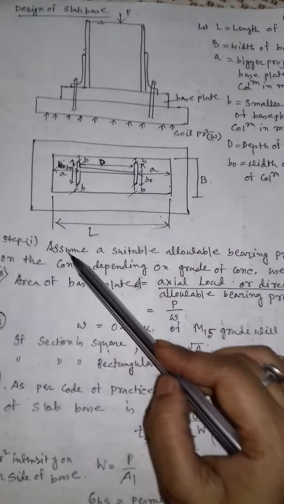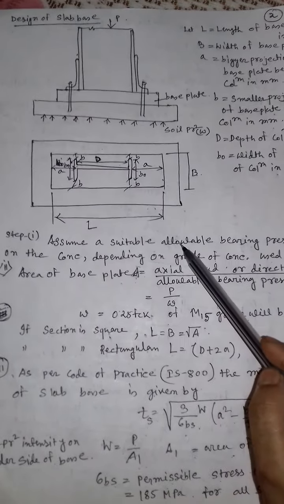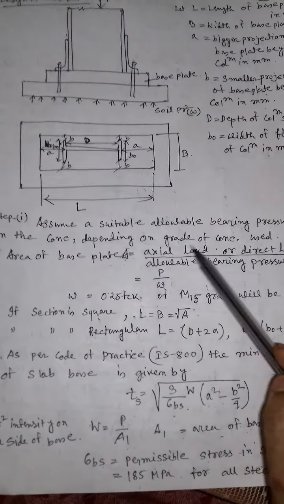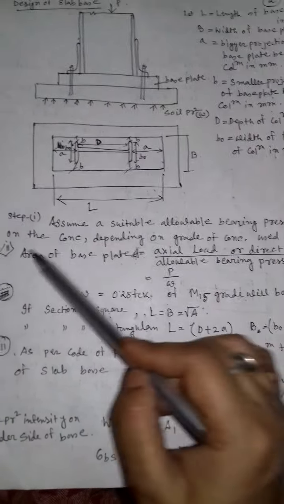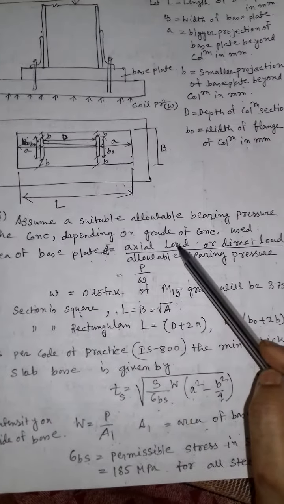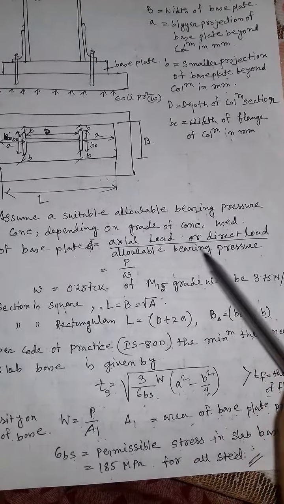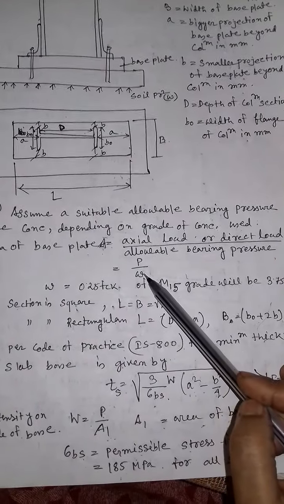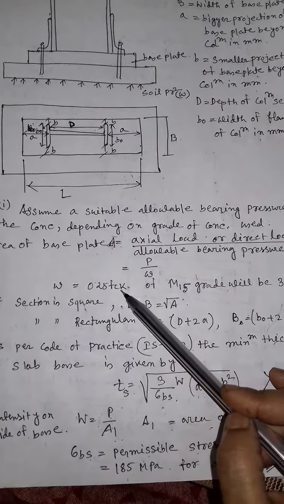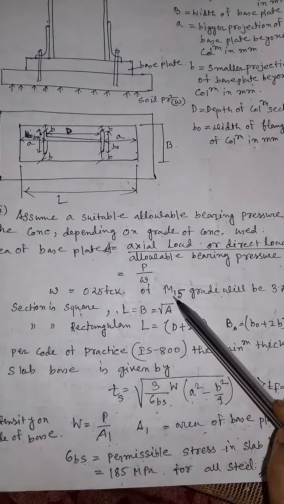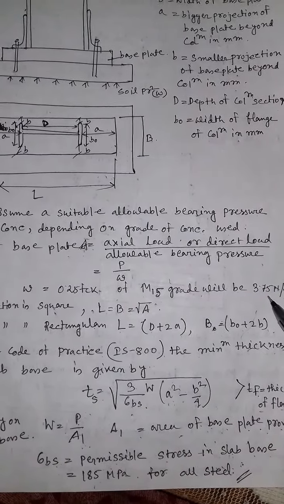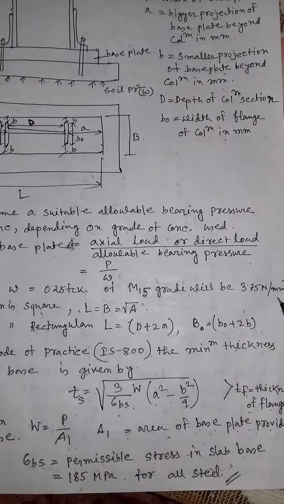First step, we have to assume a suitable allowable bearing pressure on the concrete depending on the grade of concrete used. Second, the area of the base plate, capital A, is the axial load divided by the allowable bearing pressure, that is P by small w. This allowable bearing pressure we take as 0.25 fck. If we take M15 grade, then it comes to 3.75 Newton per mm square.